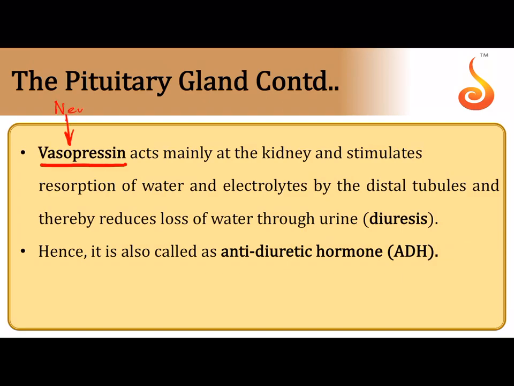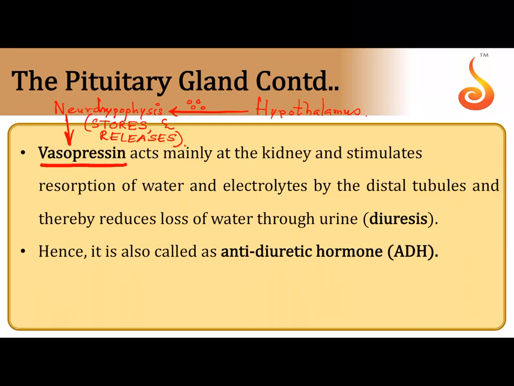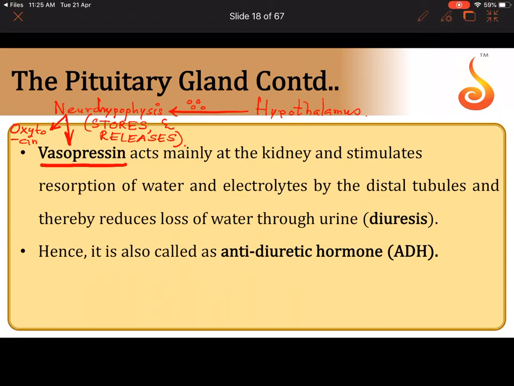Again, please remember, this is released by the neurohypophysis. I hope all of you remember. Actually, the hormones in the neurohypophysis are coming from the hypothalamus. The neurohypophysis does not secrete any hormones of its own. The neurohypophysis simply stores these hormones which are coming in from the hypothalamus and releases them as and when your body requires it. So two hormones are released by the neurohypophysis. The first one I discussed in the previous slide, that is oxytocin, and the second one, in this slide, is vasopressin.